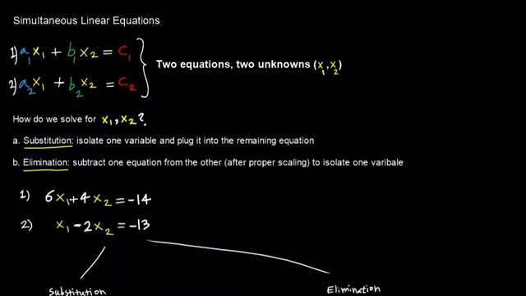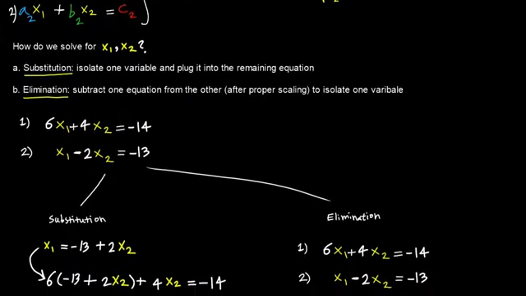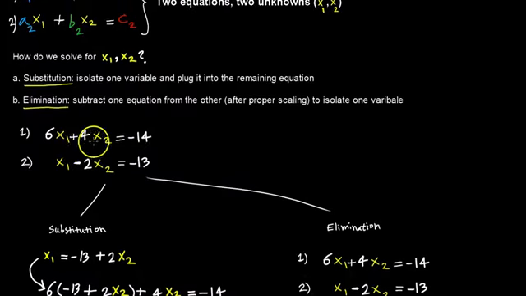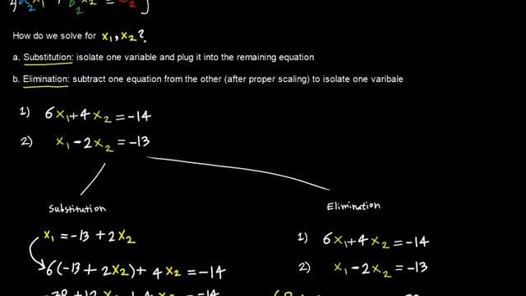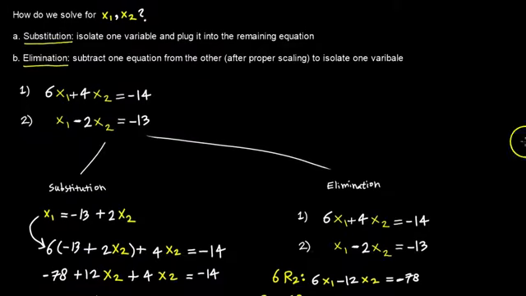So in this case, let's solve this example with two different methods, substitution and elimination. We have 6x1 plus 4x2 equals negative 14, and x1 minus 2x2 equals negative 13. We're going to first do substitution. So what are we going to do? We're going to solve for x1.